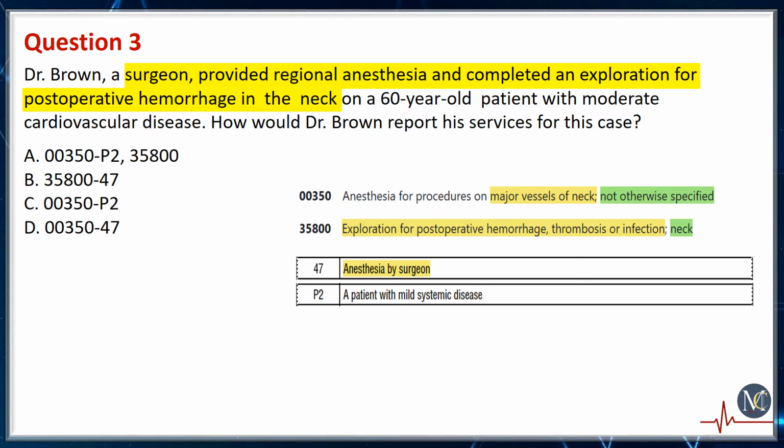First, we will eliminate the options on the basis of the correct modifier. The modifiers mentioned in the options are P2 and 47. Modifier 47 is typically used when the surgeon provides anesthesia in addition to performing the procedure. In this scenario, the surgeon provided both anesthesia and the procedure. Therefore, we will use modifier 47.